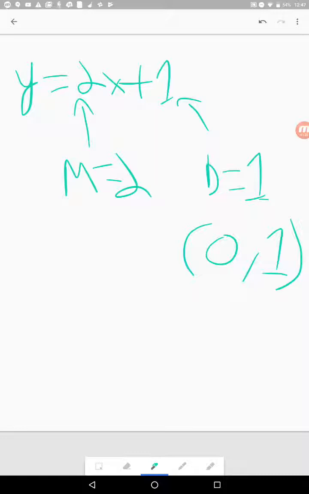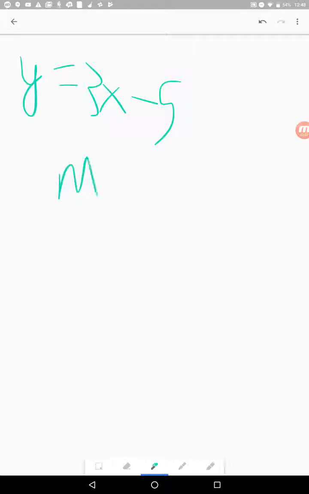Okay, let's try another example. Continuing from that last point, let's say we had an equation of y equals 3x minus 5. And they want you to find the slope. So again, the slope is the one next to the x. So that would mean that our slope is 3.